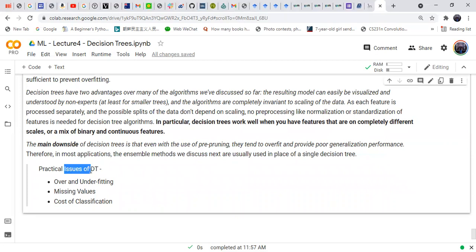Practical issues with decision trees are over- and underfitting, the missing values problem, and the cost of classification. This was all about the decision tree.